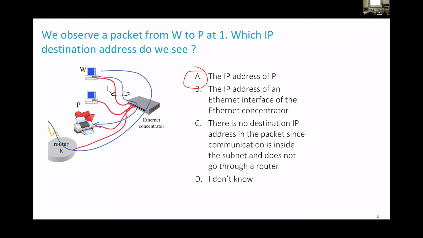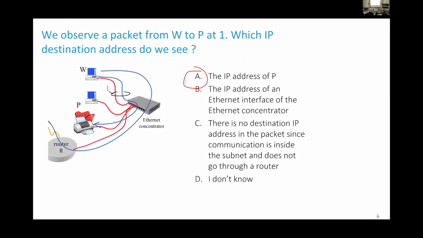Well, we will see in 2 weeks when we talk of the MAC address. It will be the MAC address of W. So the Ethernet concentrator is transparent. If you pull an Ethernet cable directly from W to P, or if you put an Ethernet concentrator, from the viewpoint of the protocol, which means what you can observe on the wires, should be the same.